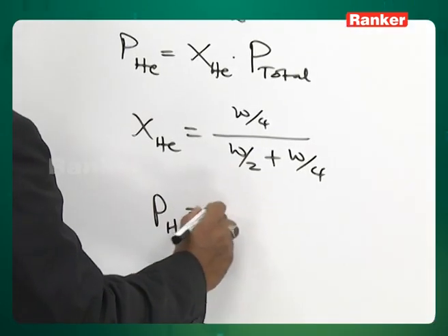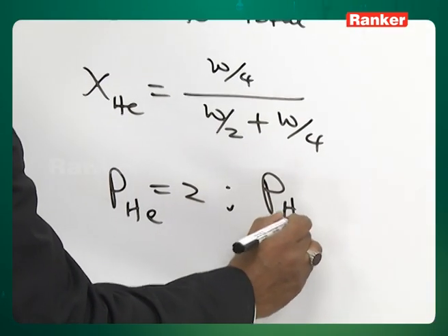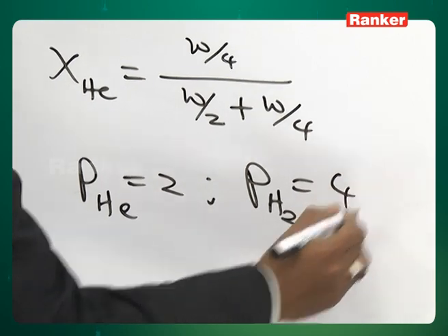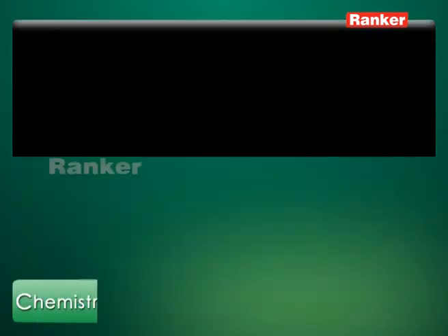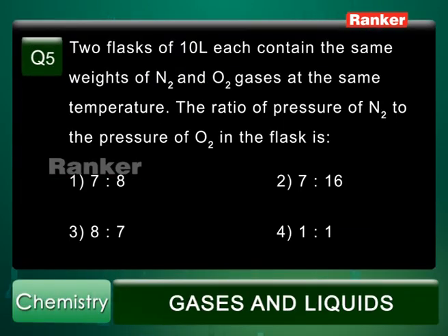So obviously partial pressure of hydrogen will be 4 atmospheres. Question number 5. 2 flasks of 10 liter each contain the same weights of N2 and O2 gases at same temperature. The ratio of pressure of N2 to the pressure of O2 in the flask is given by first option 7:8, second option 7:16, third option 8:7, and fourth option is 1:1.